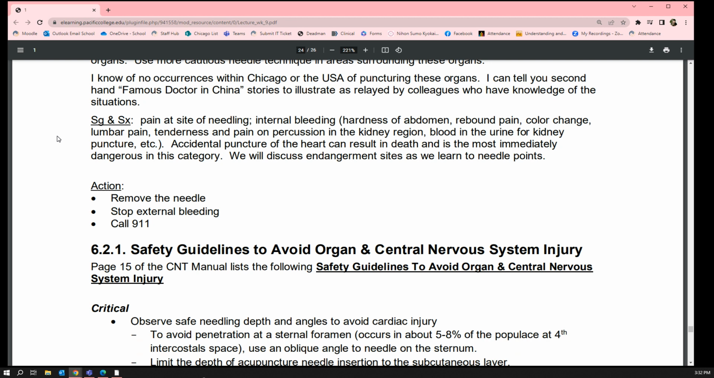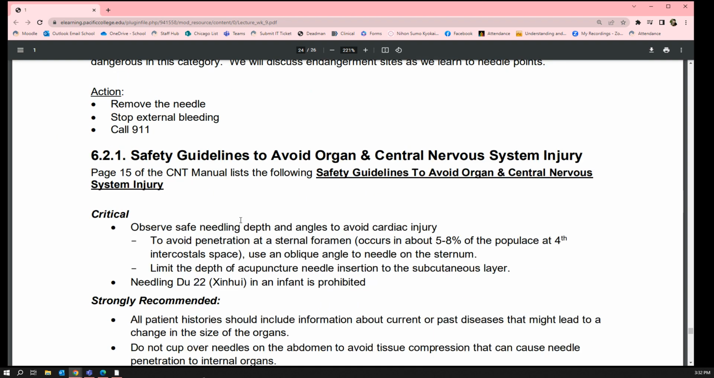We will discuss endangerment sites as we learn to needle these points. As we go through these points in Needle Tech, I will talk to you more about how to safely needle them. So that is how we are going to prevent this. Again, location, angle, depth, direction. If you suspect a major organ puncture, remove the needle, stop any external bleeding, and again, as fast as you can, call 911 and get this person to the hospital.